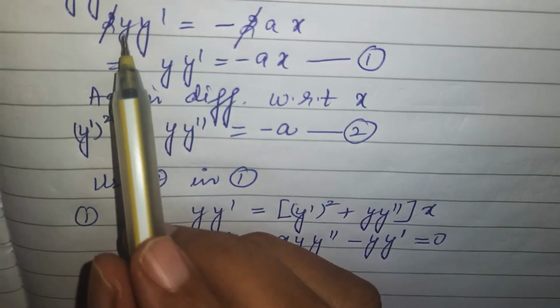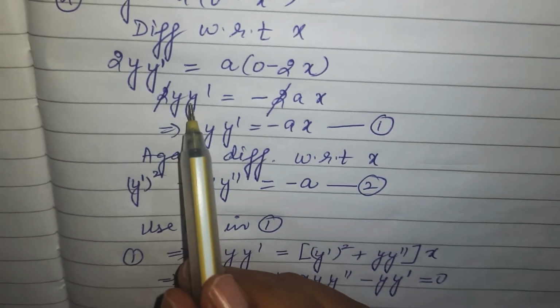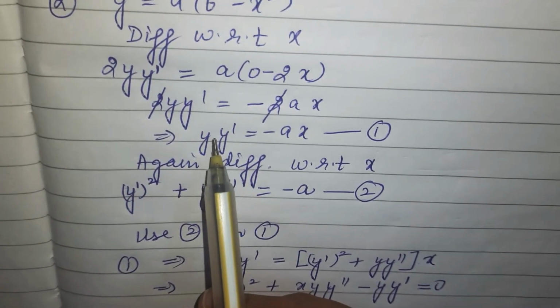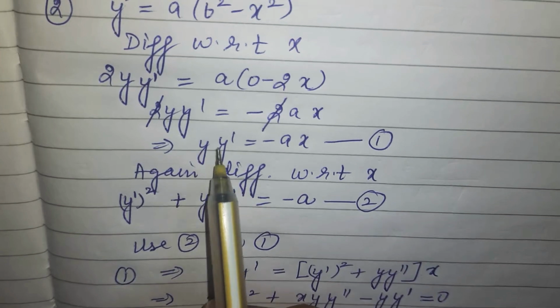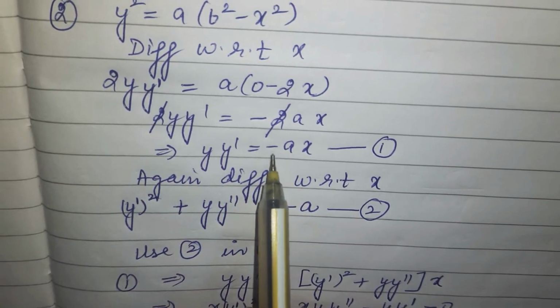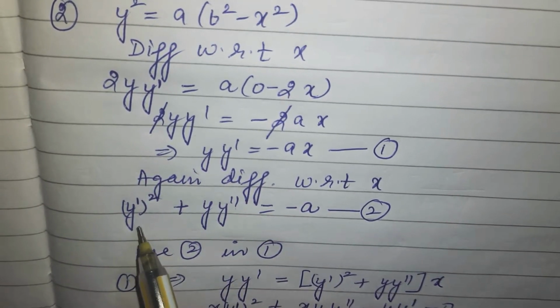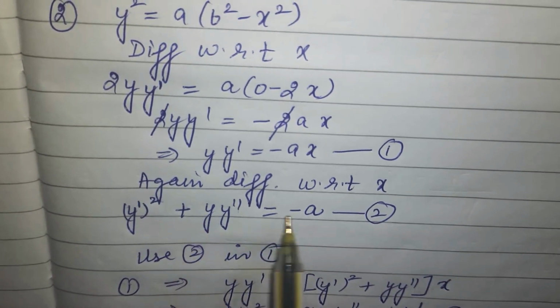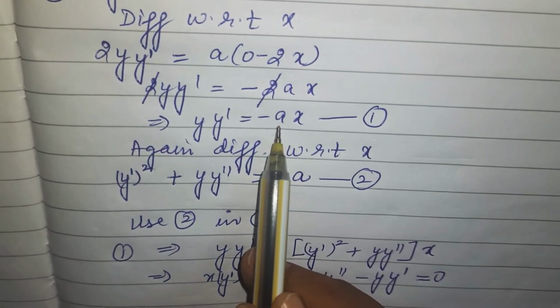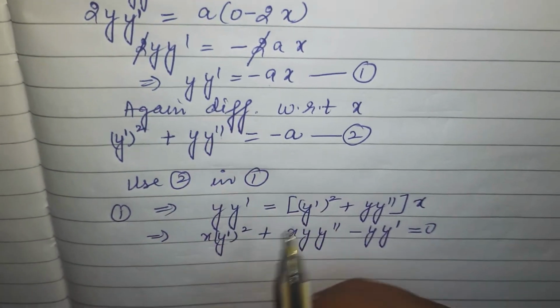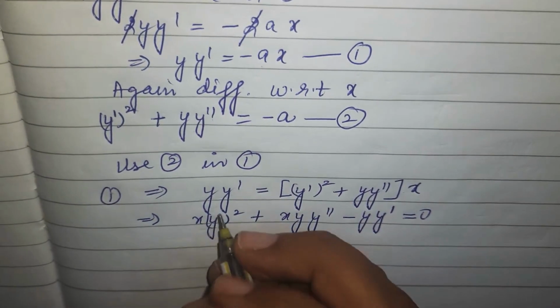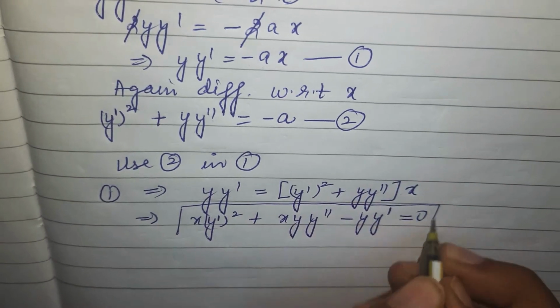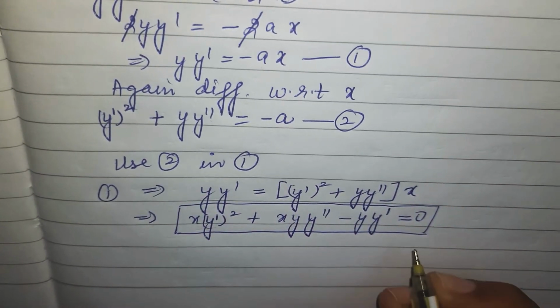See once again, while taking the first derivative I am getting y, y dash minus ax. Now after taking the differentiation again, I will be getting this term. After getting this term, you need to replace minus a with this. So the final answer you will be getting is the differential equation. So this is your required differential equation for the given curve.